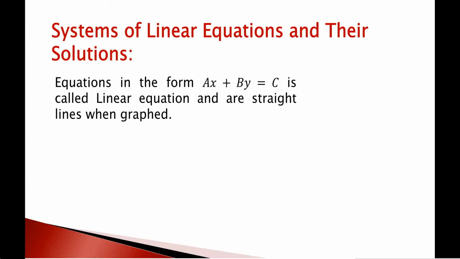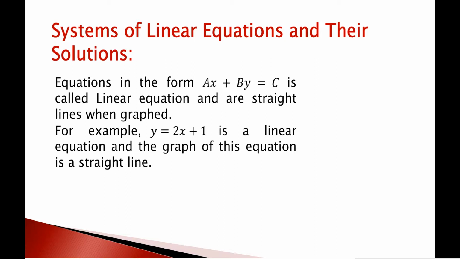An equation in the form ax plus by equal to c is called a linear equation since both of my variables x and y are raised to the power 1. And when you graph a linear equation, you will always find a straight line. For example, y equal to 2x plus 1 is a linear equation because my variables x and y are raised to the exponent 1. And when you draw this linear equation, you will find a straight line. In our picture, this is a blue straight line. That is the drawing of this linear equation, y equal to 2x plus 1.